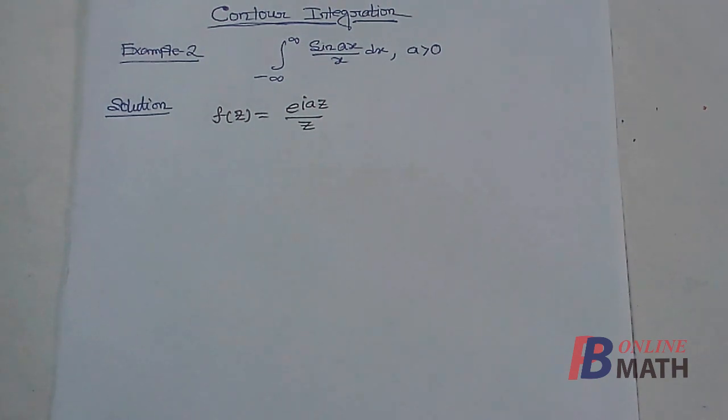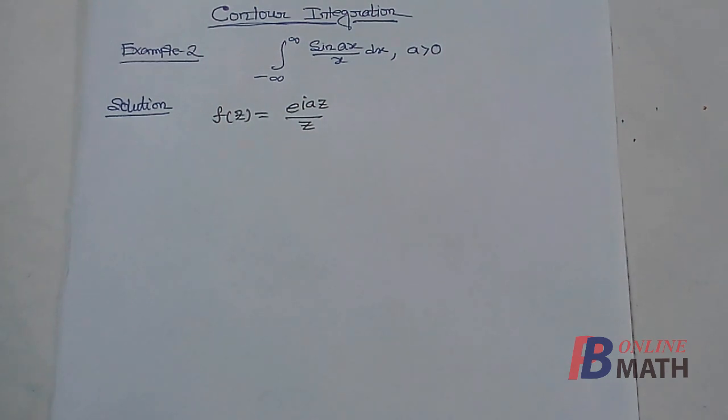Next, we find the singularities. We find that the function f(z) has only one singularity, that is at z equal to 0, which is a simple pole. So this is the only singularity of the function.